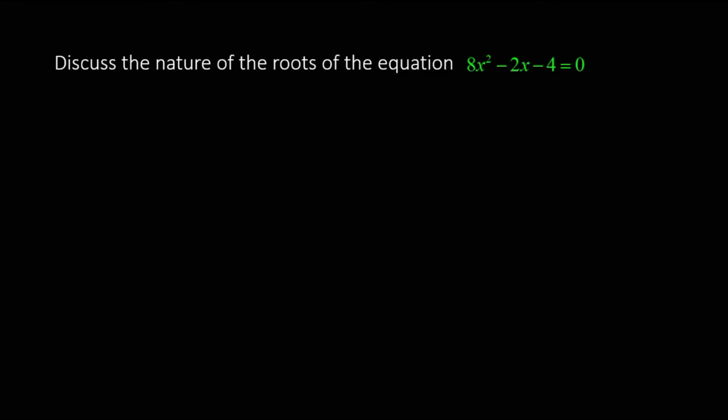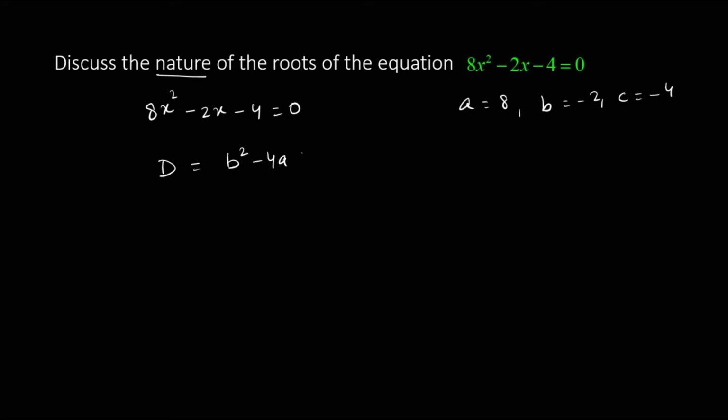Now the next question here is: discuss the nature of the roots of the equation. Here we have a quadratic equation, 8x square minus 2x minus 4 is equal to 0. So here a is equal to 8, b is equal to minus 2, and c is equal to minus 4. Now we have to discuss the nature. In order to find the nature of the roots, we have to find the value of the discriminant, that is D. D is equal to b square minus 4ac. We saw how D is equal to b square minus 4ac in the previous class.